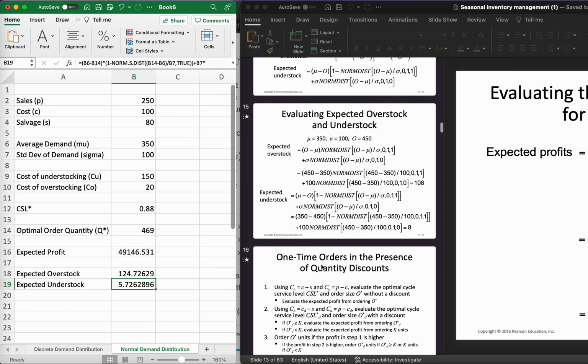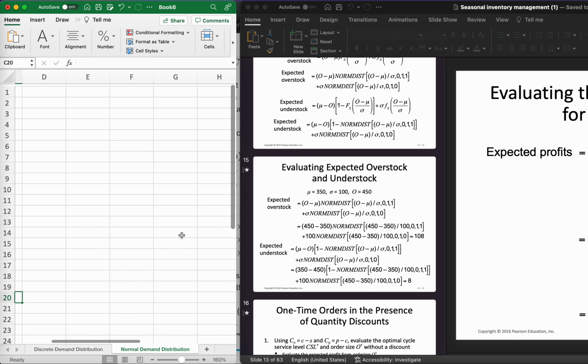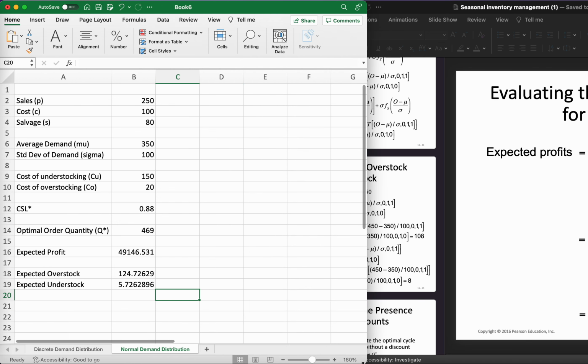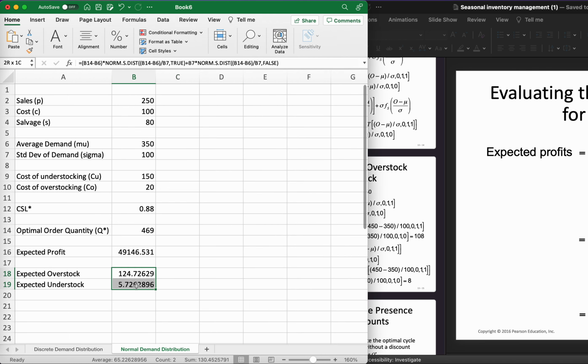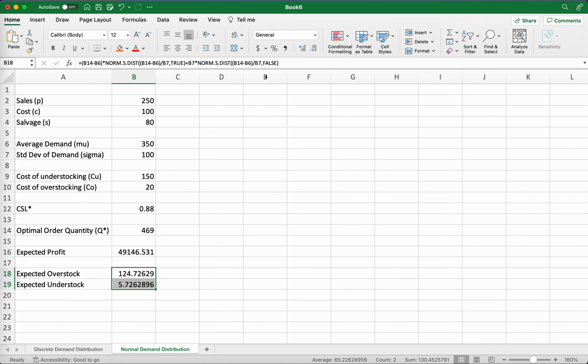So with this, they got 108. They're looking at optimal order quantity of 450, so they got 108 and 8, but we are looking at optimal order quantity of 469, so we'll get 125 and 5. So those are the formulas for the optimal order quantities and expected amount of overstock, expected amount of understock. Because you want these values to be integer values, you can either write round functions, or what I tend to do is just not show the decimals and say that the expected overstock is 125 items, expected understock is 5 items.